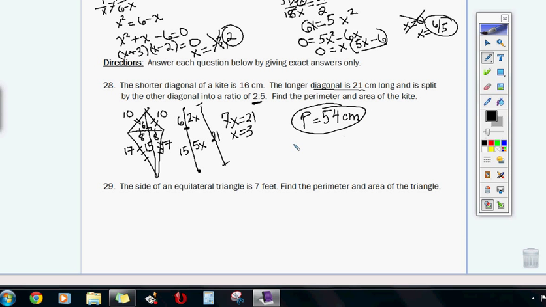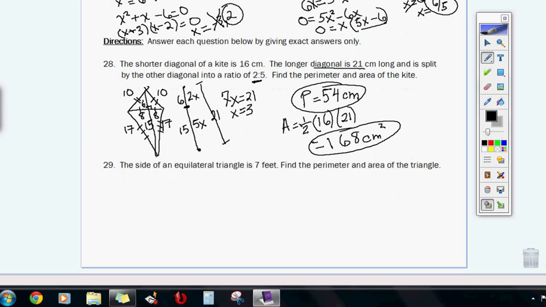And then hopefully you remember that the area of a kite is equal to 1/2 diagonal 1 times diagonal 2. And diagonal 1 here was 16, diagonal 2 was 21, both in the problem. So if we take 1/2 times 16 times 21, we get our area of 168. And that would be centimeters squared, and that's the area. All right, moving on to this last one on this page here.